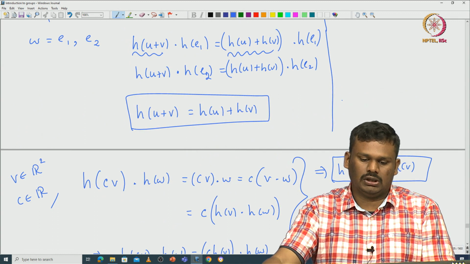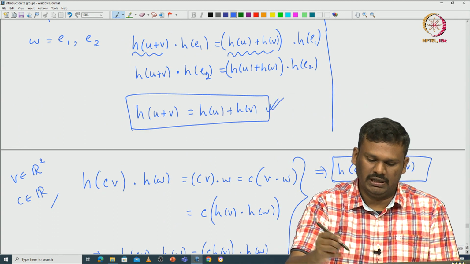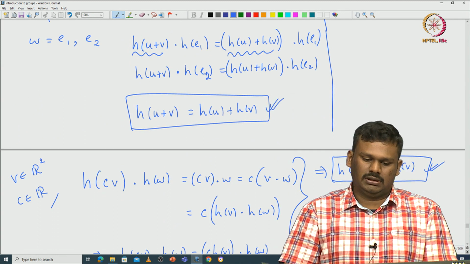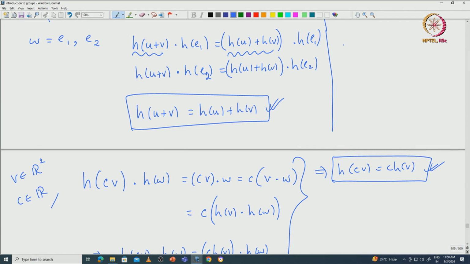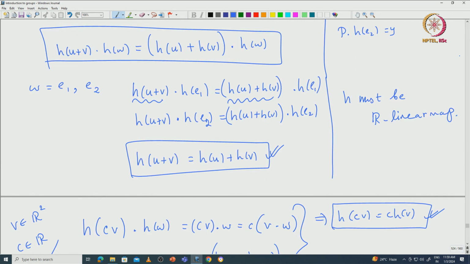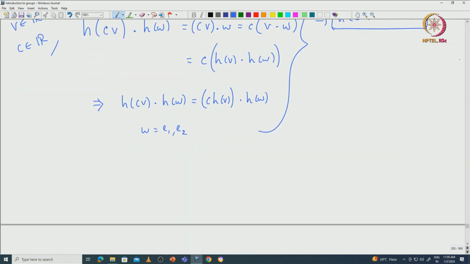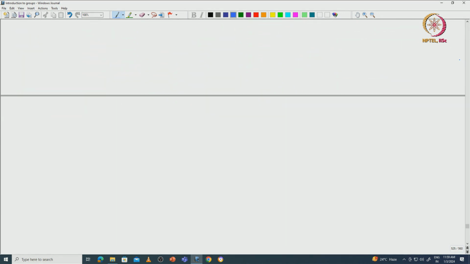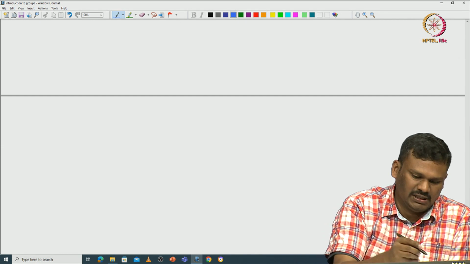So, these are the two properties of linearity. Both are checked. That means this H must be an R linear map. Now, it is not just an R linear map; this R linear map comes from H of E1 and H of E2. From that you can easily see that we have a very explicit formula.